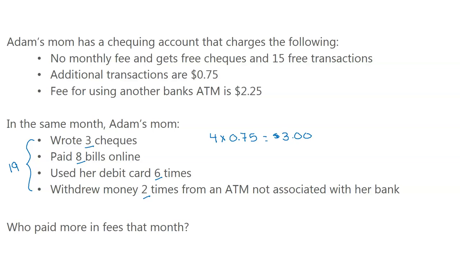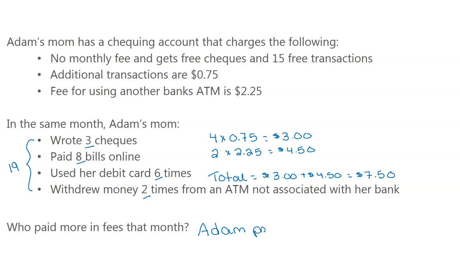Now for ATM fees, she used the ATM at another bank twice. Each time she was charged $2.25. So that is $4.50. So his mom's monthly fees are $3 plus $4.50, which is $7.50. So now to answer who paid more in fees that month, we'll say Adam paid more, because he paid $10 where his mom only paid $7.50.